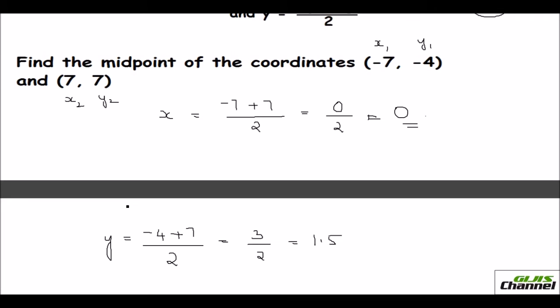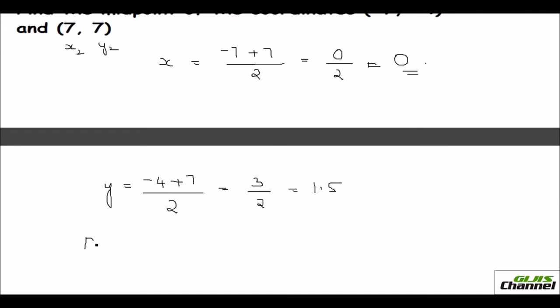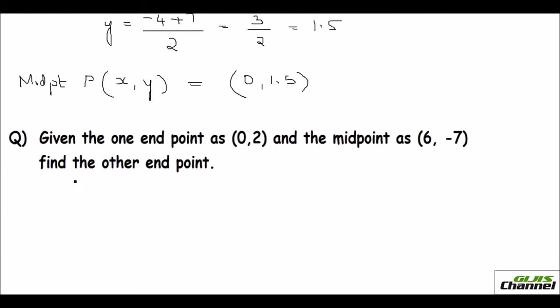So the midpoint of these 2 points, P of x comma y, is equal to 0 comma 1.5. You just need to concentrate on the signs, and while adding or subtracting be cautious, stick to the rules and do the calculation, and it is so simple to find the midpoints. Okay, let us see yet another question.